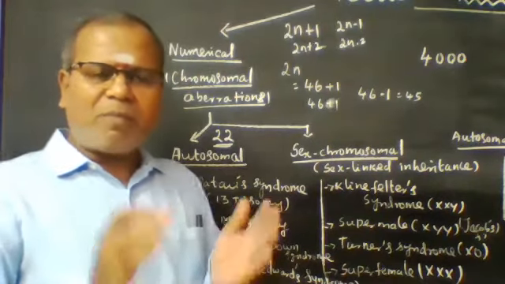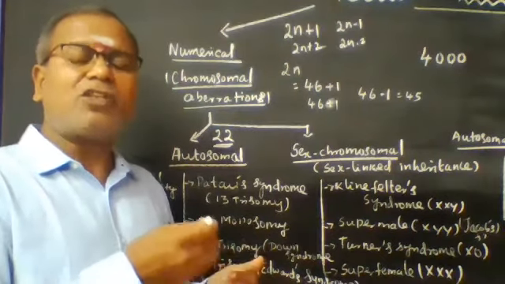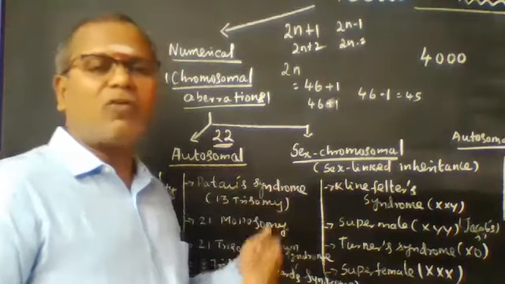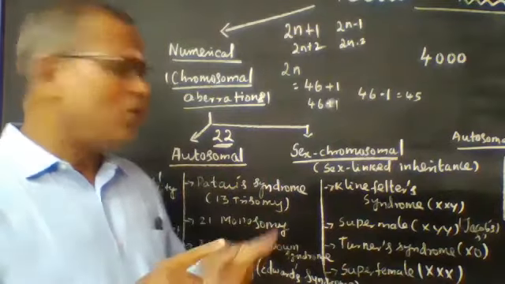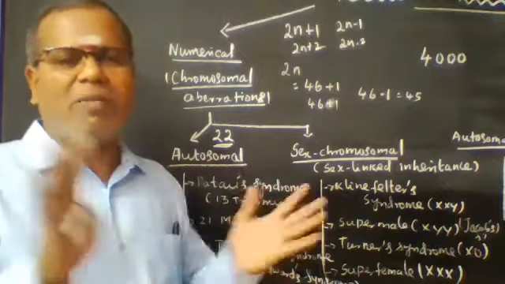At the time of regular meiosis, from the 46 chromosomes, gametes with 23 chromosomes are formed. But here the defect is in the chromosome number: non-disjunction of sex chromosomes, non-disjunction of autosomes, or irregular meiosis.